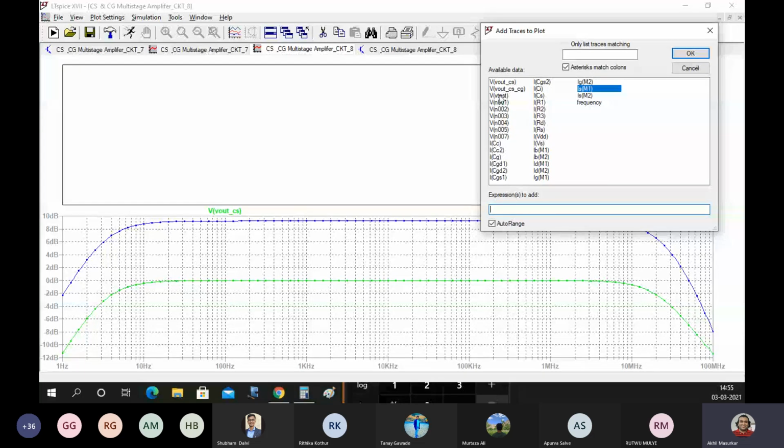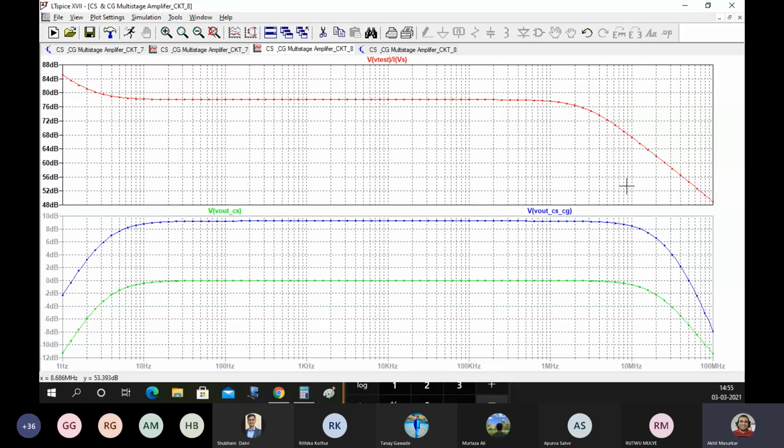So what I want is my input voltage source is V test, and the current that flows because of that is I(Vs). So what I do is insert a division here, V test upon I(Vs). Did you understand this, Rutuj? Yes, sir. And now I say enter. So what is getting plotted now is actually input impedance, that is the resistance seen by the source. Understood?